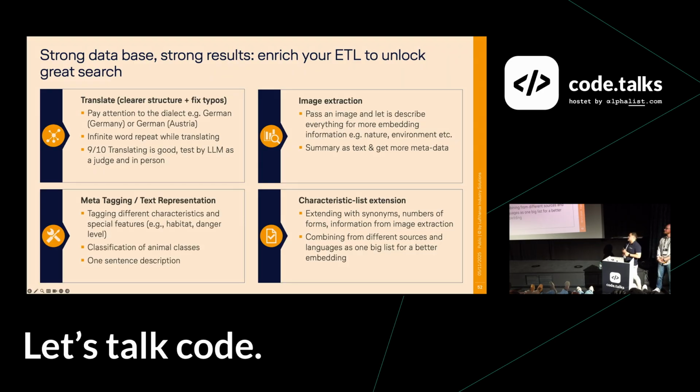And also meta tagging and text representation. Therefore, we're using tagging done by the LLM, so we just prompted it and it does it on its own for special features, for example habitat, danger level, but also the classification of the animal. Classification also works really well in our example. And we also do a small one-sentence description because sometimes you don't want to use the big list, for example because of saving tokens.